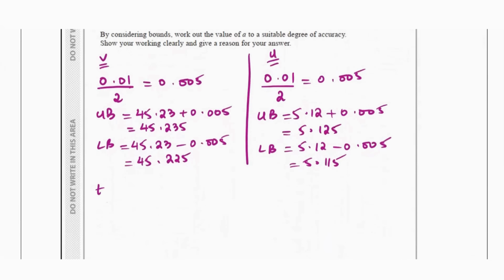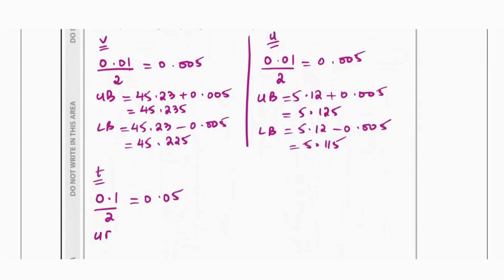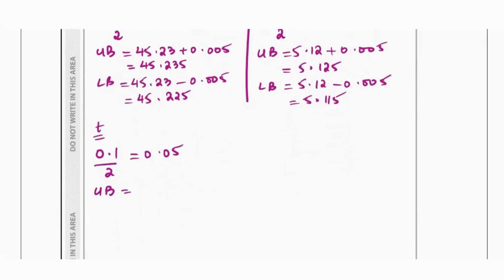Now for t, it is given correct to two significant figures. The second significant figure is 5. The place value of 5 is 0.1. So we divide the place value of the second significant figure by 2, which gives us 0.05. So for t, the upper bound is going to be 8.5 plus 0.05, which is 8.55. And the lower bound is going to be 8.5 minus 0.05, which is 8.45.